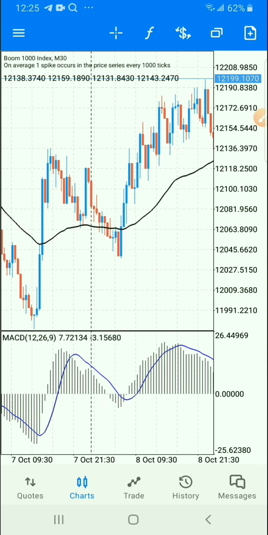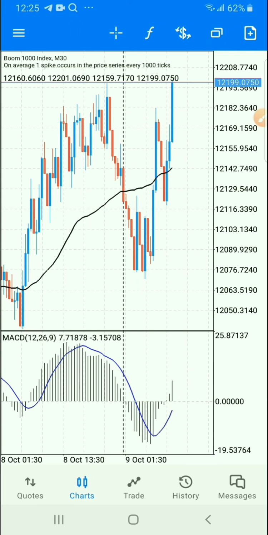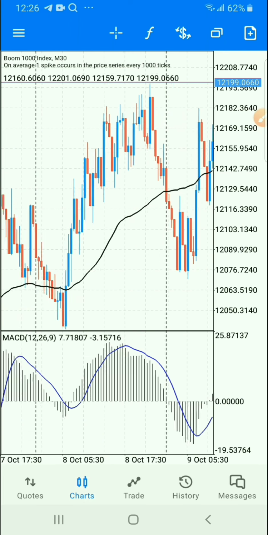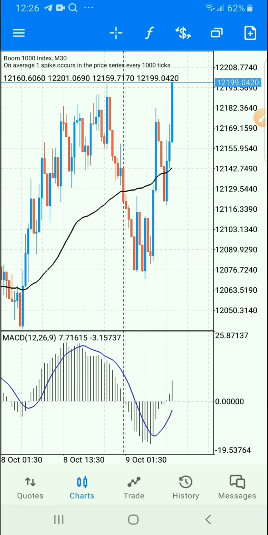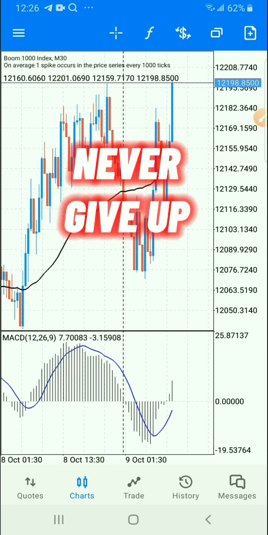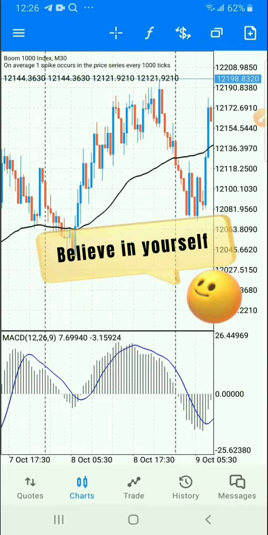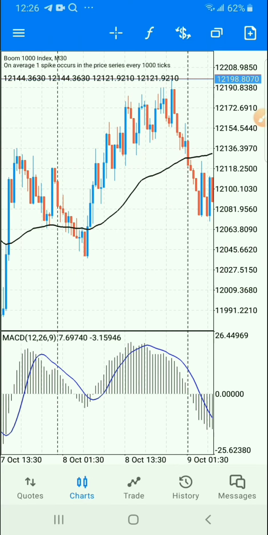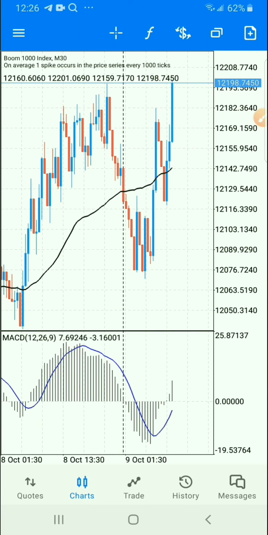In this strategy I'm using only two indicators. As you can see on my screen now, I'm using the MACD and the moving average on the main chart, guys. Let's go deep into the strategy and see how it really performs, because this strategy is very, very powerful, guys, and has been working for me. I've made some money on it and have decided to share it with you guys.